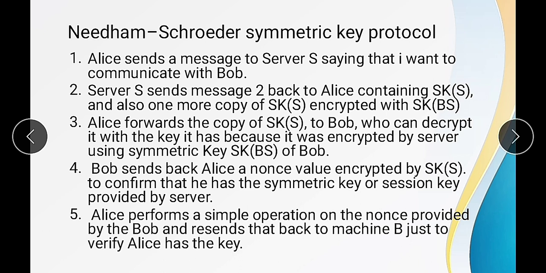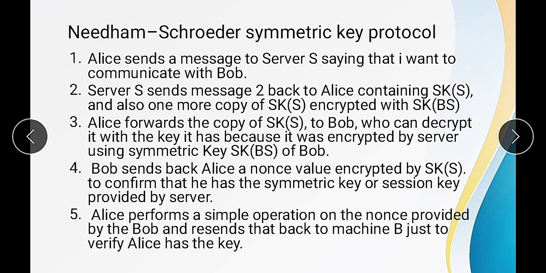Okay, so I am repeating this sentence. Bob sends back to Alice a nonce value encrypted by the SK. Means he is sending what? He is sending a nonce value encrypted by the SK. SK is the server's secret key, to confirm that he has the symmetric key. Means Alice also has the same key, the session key, so he wants to confirm that, and for that he is sending this message to Alice.